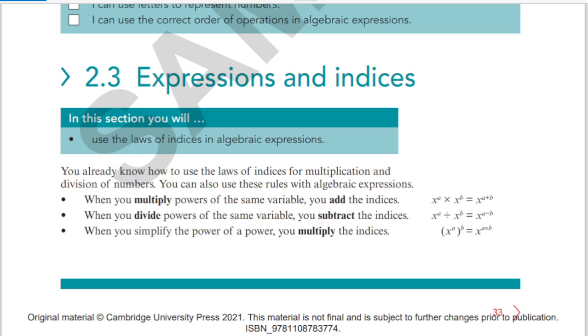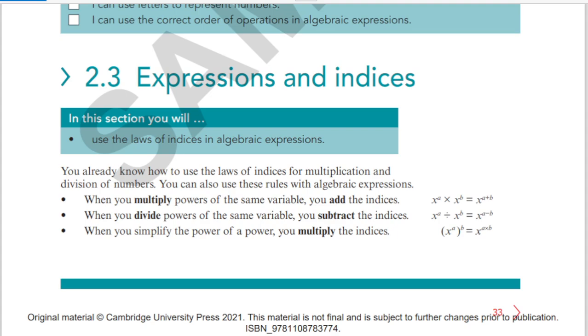Whenever variables with the same base are multiplying, we simply add their powers. So if x power a is multiplied with x power b, our answer will be x power a plus b. And whenever two variables with the same base are divided, the powers will be subtracted. So x power a divided by x power b will be x power a minus b.